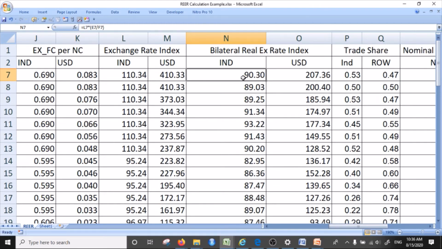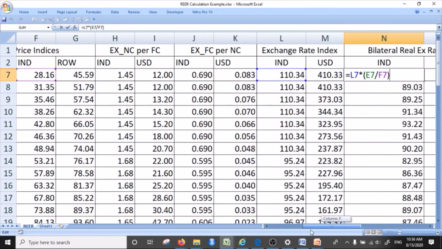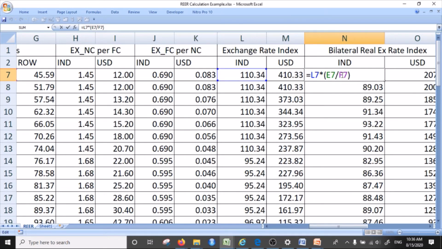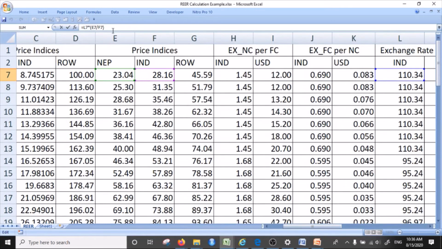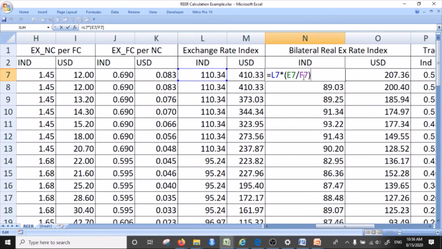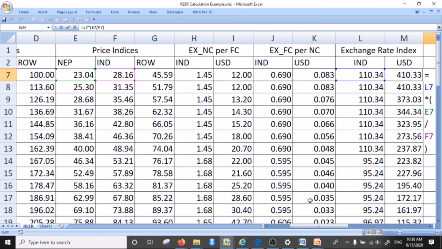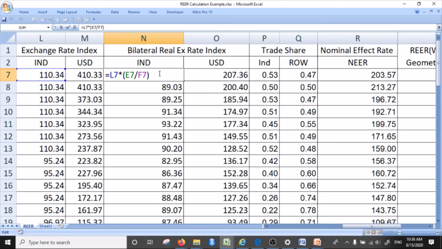Remember the formula for the real exchange rate. The formula was nominal exchange rate times domestic price level divided by foreign price level. So for India, what we do is the nominal exchange rate index for India times the domestic price level, which is Nepalese CPI, divided by the foreign price level, which is the CPI of India in this case. So the bilateral real exchange rate index has been calculated as the nominal index with India times CPI of Nepal divided by CPI of India.